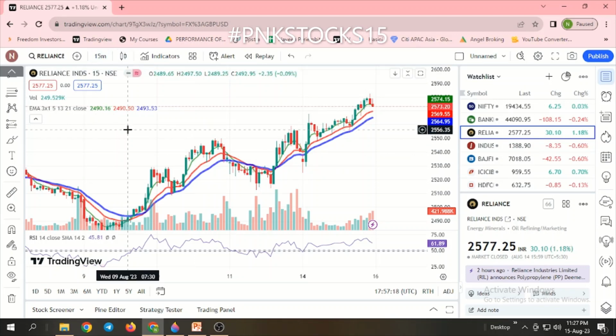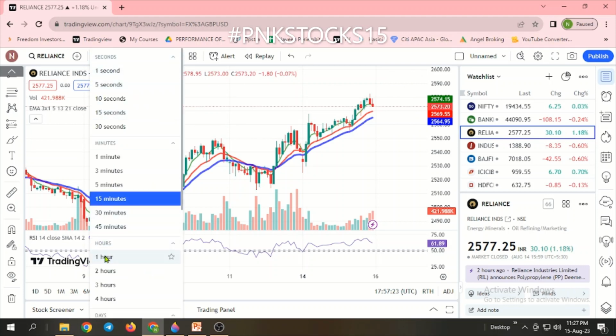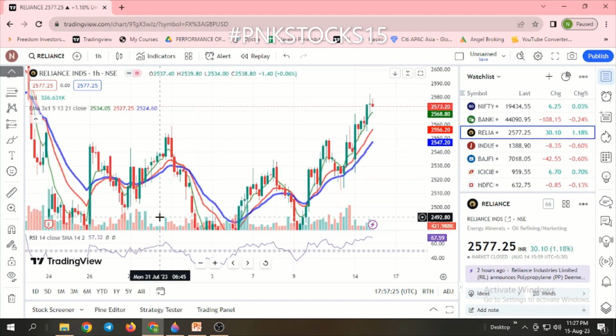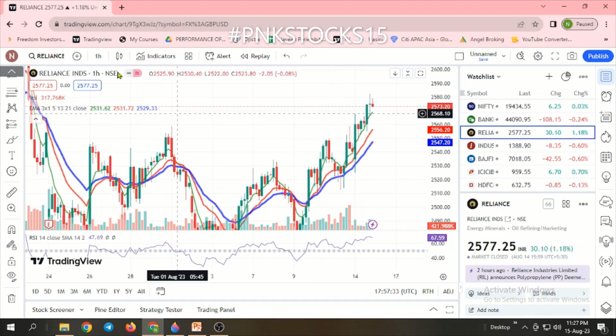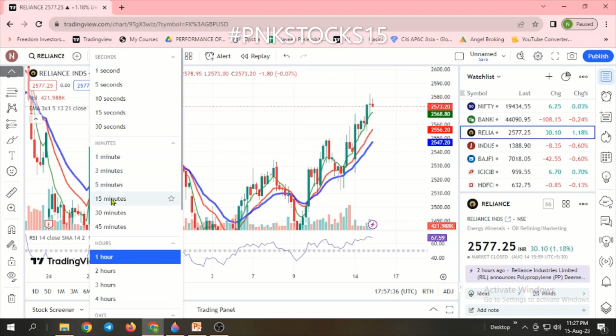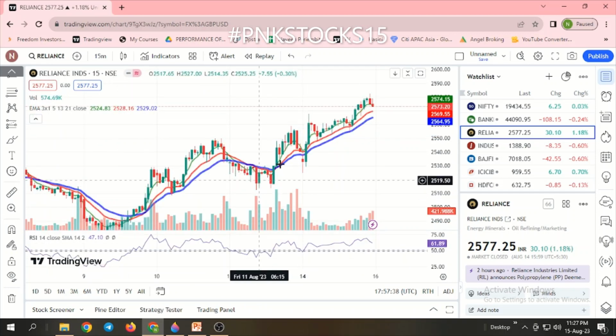For the 15 minutes chart, follow the trend as well. Make the chart for 1 hour. Any time frame that you are working, multiply by 4, and you will be seeing the trend. If price is above these 3 EMAs, that means we are on the bullish side. Then come back to the 15 minutes chart and trade accordingly.